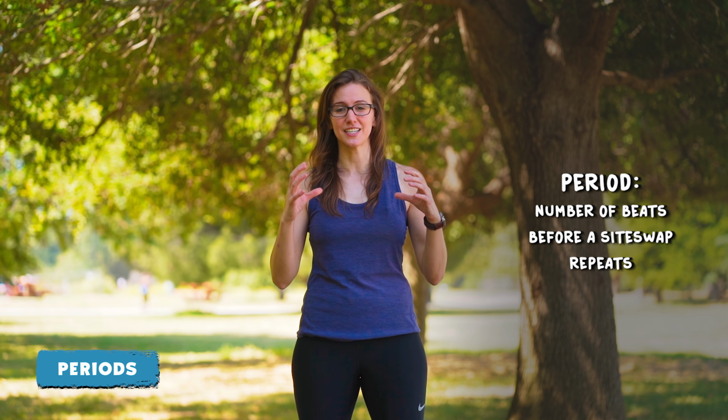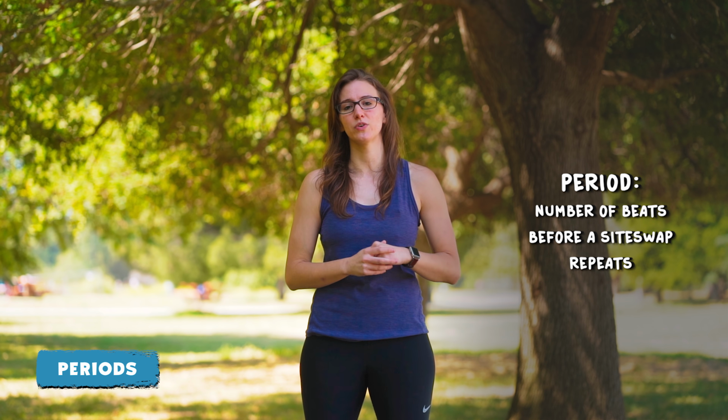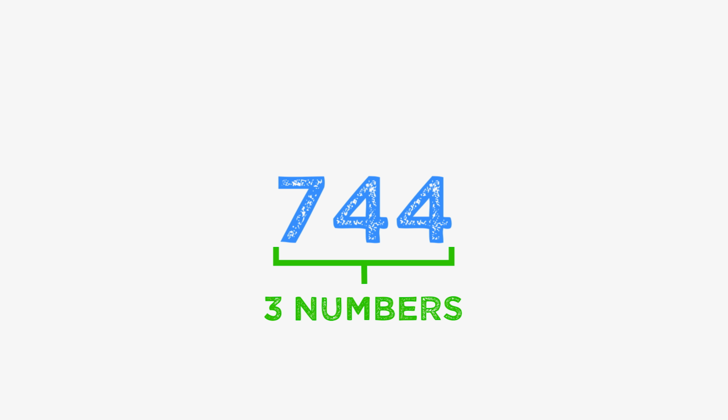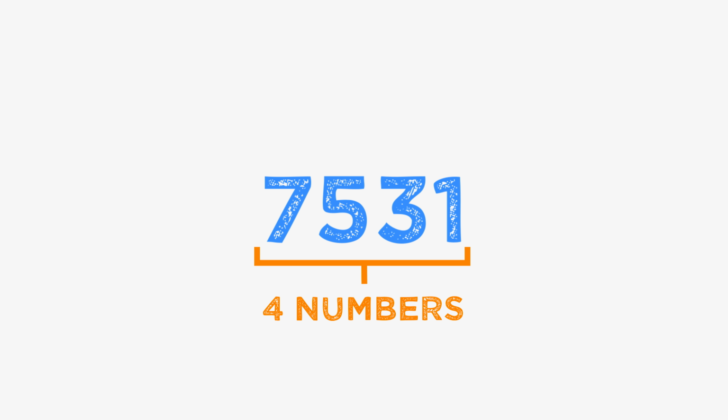The amount of numbers that a Siteswap has before it repeats is what is known as its period. 423 is 3 numbers before it repeats. That means it's a period 3. 744 is also 3 numbers before it repeats, so it is also a period 3. 7531, however, has 4 numbers before it repeats, so it has a period of 4. It's not really necessary to know, but you might hear some jugglers talk about a Siteswap's period, and that's what it means.